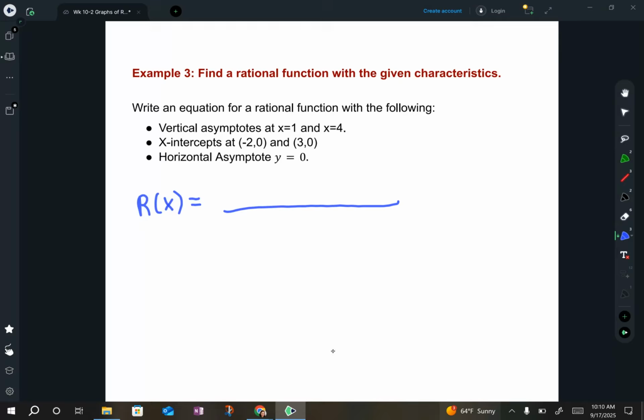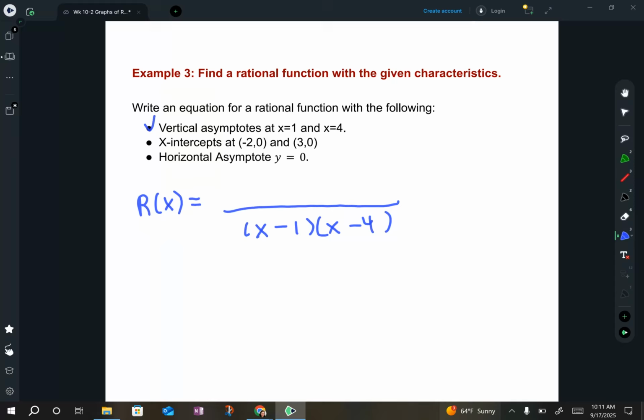If we wanted to have vertical asymptotes at x equals 1 and x equals 4, the denominator needs to be 0 in those places. So I'm going to make it (x - 1)(x - 4), right? That will make it have vertical asymptotes at 1 and 4. So that's done.